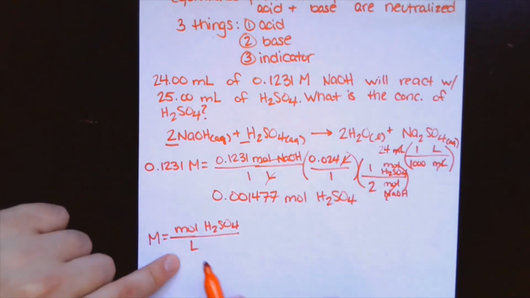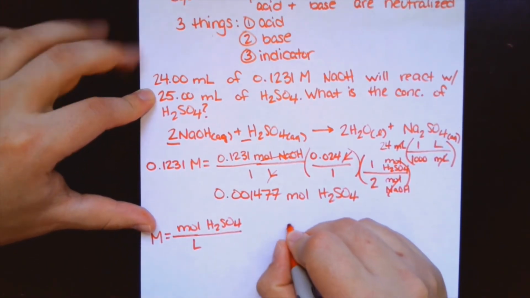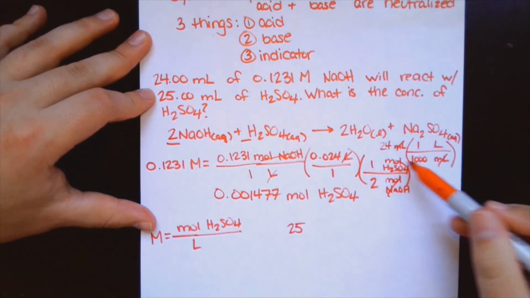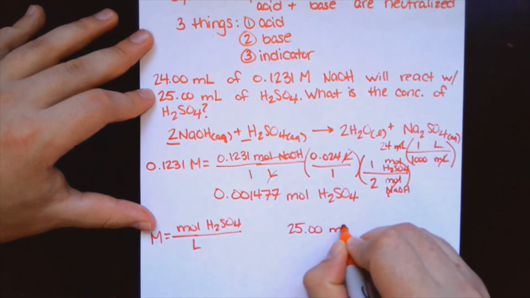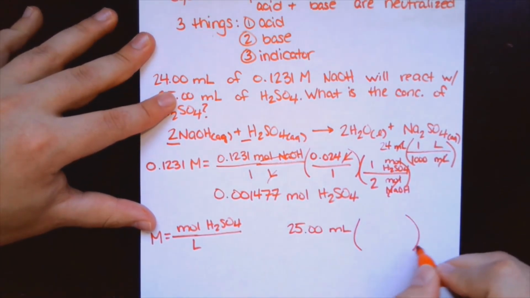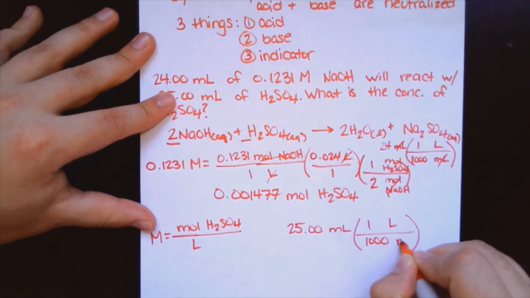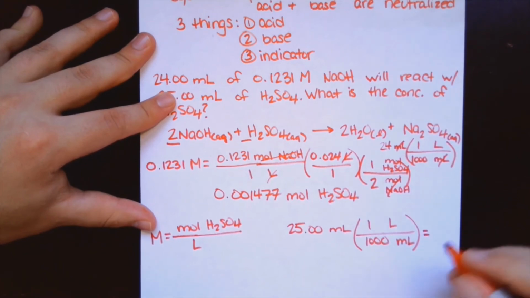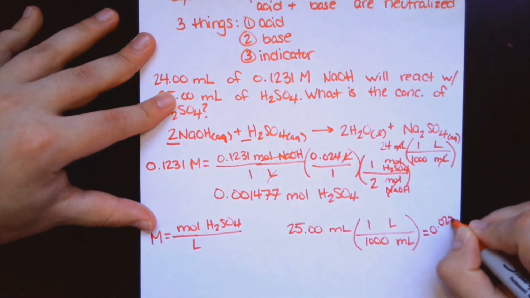So now we got that. Now, once again, we just need to convert the given volume to liters. So we can actually just do the exact same conversion that we did for the base. We got 25 milliliters, 1 liter over 1,000 milliliters. So we're just dividing by 1,000. That equals, a little cramped on room there, 0.025 liters.